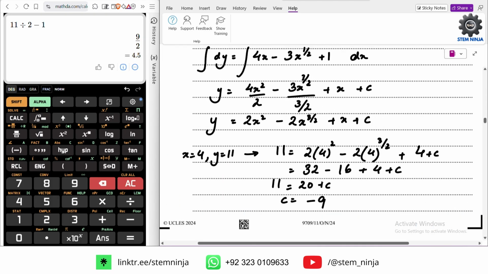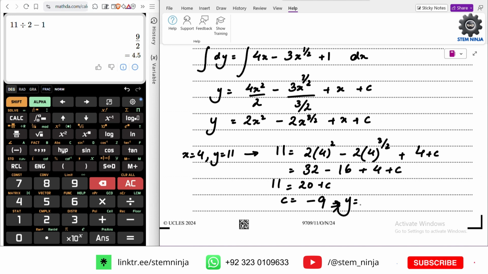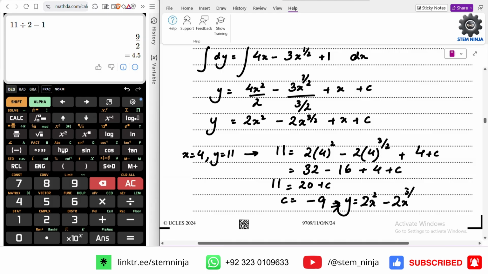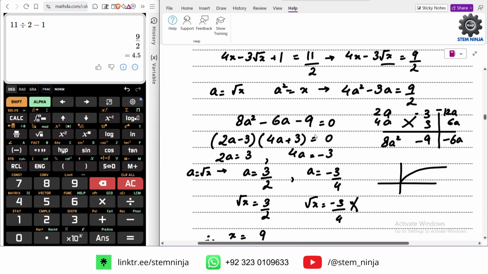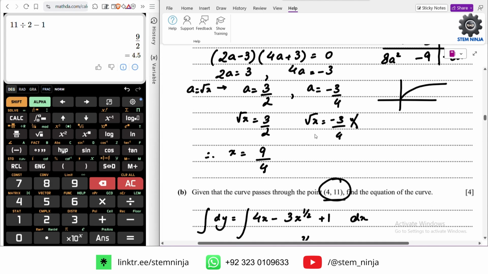So therefore the function would be y equals 2x squared minus 2x to the power 3 by 2 plus x minus 9. Straightforward. And that's it for this question. Let's move on to the next one.